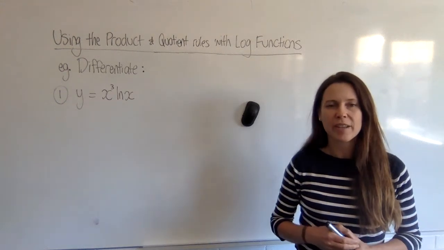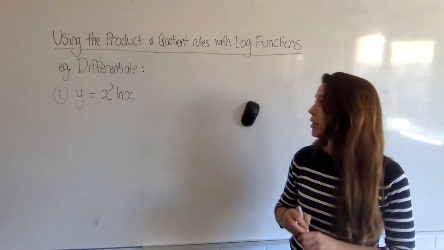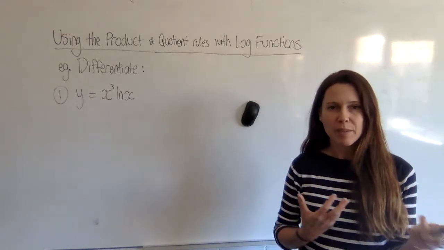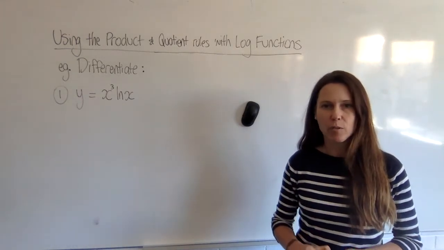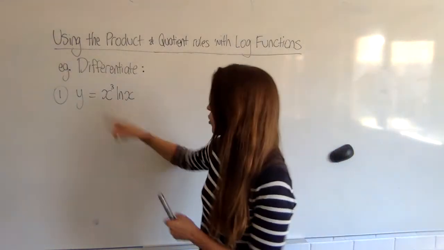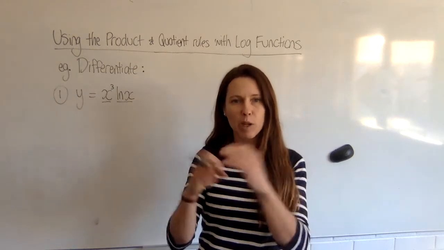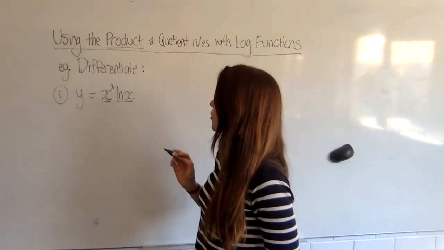When you're using the product and the quotient rules with your log functions, just do the same thing that you normally would. You need to identify your u and v parts and then apply that product or quotient rule formula. So here we'll need to use the product rule because we've got two parts and each one is a separate function of x and they've been multiplied together.